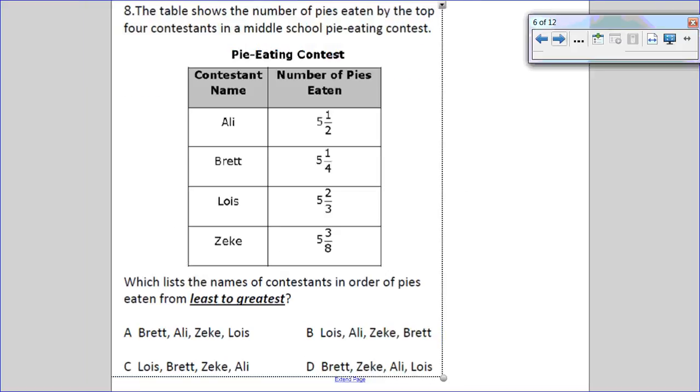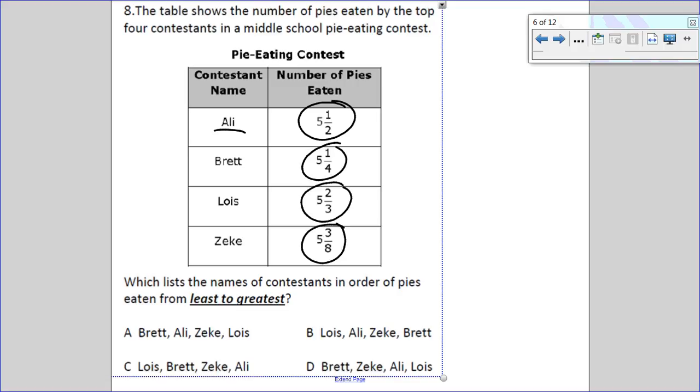Okay, number 8. The table shows the number of pies eaten by the top 4 contestants in a middle school pie eating contest. Well, this is what's called a mixed number. So this is read 5 and 1/2. So Ali has eaten 5 and 1/2 pies. Okay. Well, you can tell that they all ate 5 pies and then some part of another pie. So whoever ate the largest part of that next pie, that 6th pie, that's who ate the most.